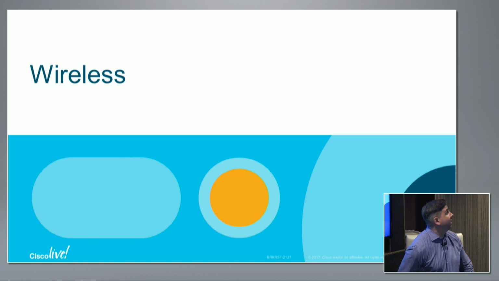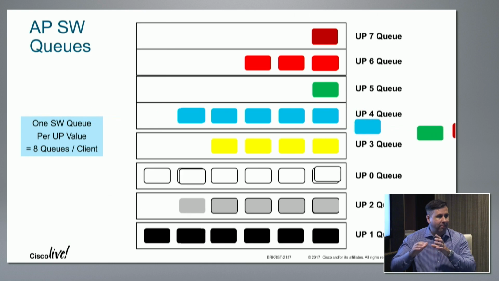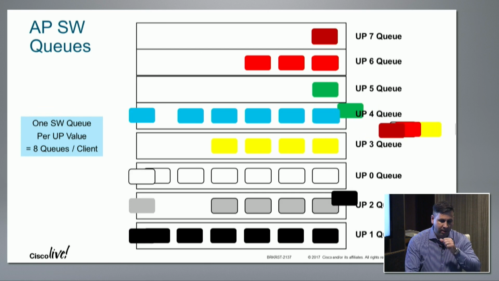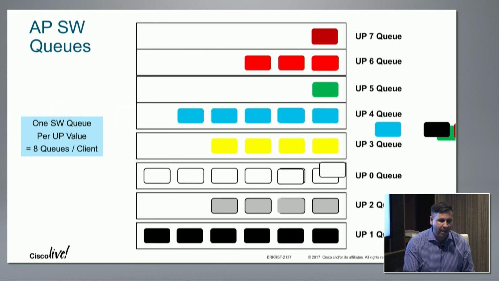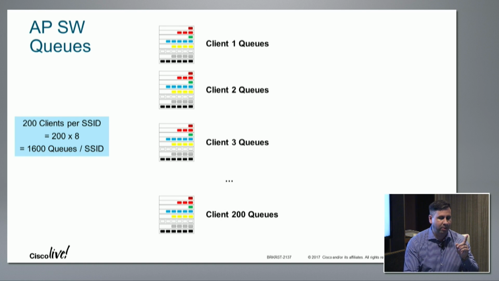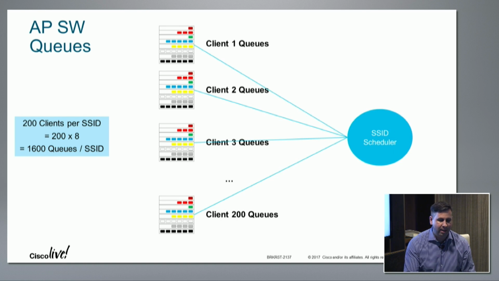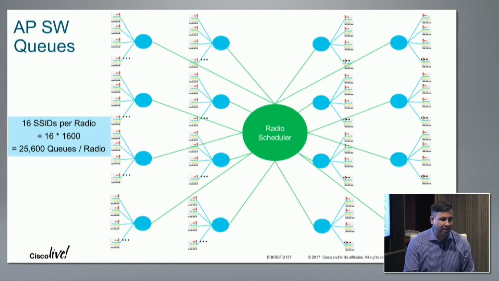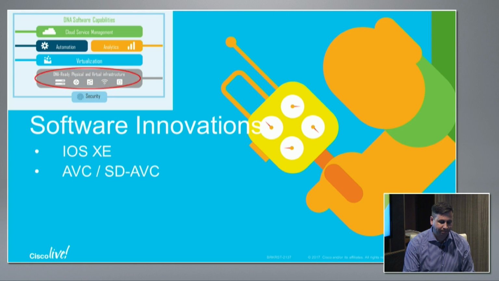Wireless. Whenever you see a Cisco access point, here's something I want to share under the hood. For every client, we have 8 software queues, one for every user priority value, UP0 through 7. Now, every client, we support 200 clients per SSID. That's 1,600 software queues. And we support 16 SSIDs per radio. So for every Cisco AP, you're going to have 25,600 software queues in order to achieve these levels of service. I think it's pretty cool. It's so under the hood that most of us aren't even aware that this is happening.